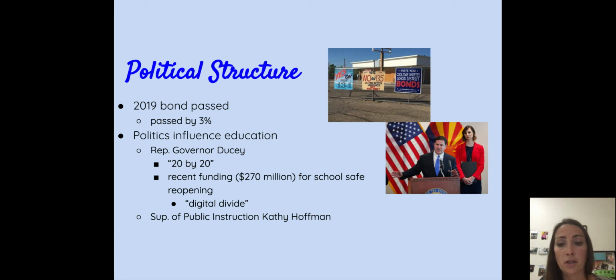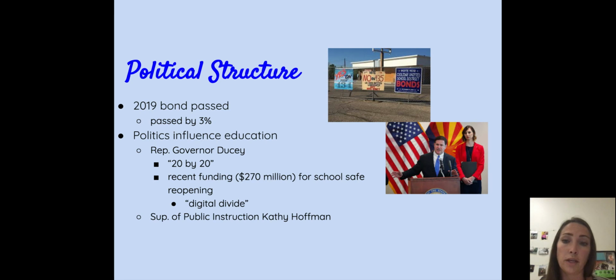Political structure. At the state level, our political influences are Republican Governor Ducey, and our Superintendent of Public Instruction, Miss Kathy Hoffman. They're pictured here. Governor Ducey is at the podium, and Miss Hoffman is in the red blazer behind him. They do have a history in Coolidge of not passing bonds, or if they do, they pass by very little. Our most recent bond last year in 2019 only passed by 3%.